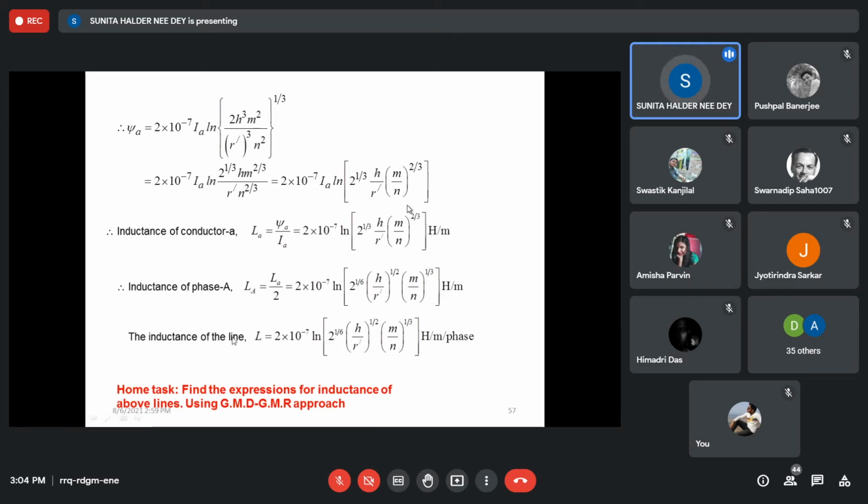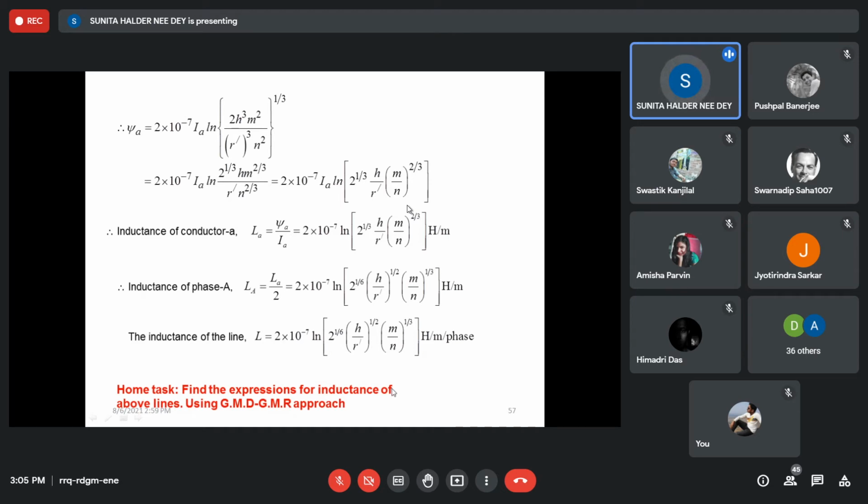So in that case, when this expression is applicable for phase B and phase C also, we can write LB also this one, LC also this one. In short, this will be the inductance per phase of that line. If we write the inductance of the line, then we must mention Henry per meter per phase, or millihenry per phase per kilometer if we replace 2 into 10 to the power minus 7 by 0.2.